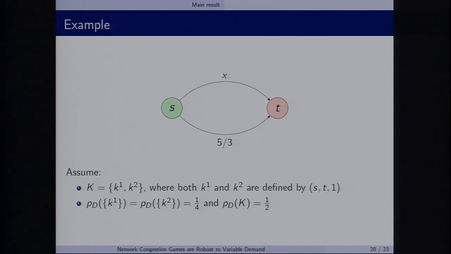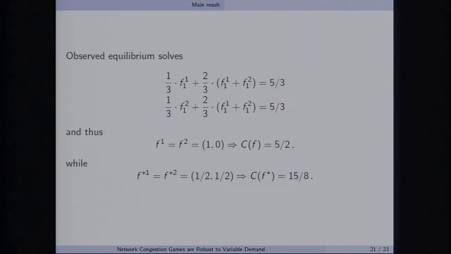With probability 1/3, what is the conditional random variable? With probability 1/3, it's only them out there. With probability 2/3, they also see the other commodity out there. So they solve the following set of equations.